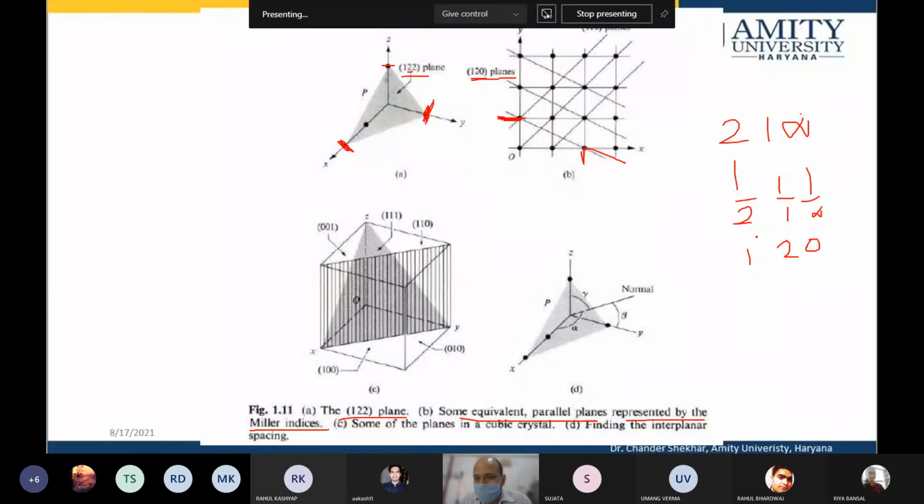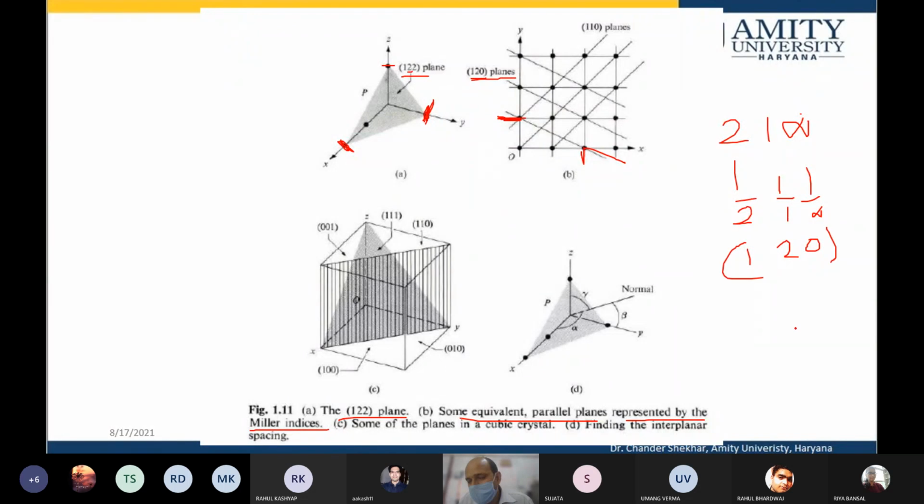Okay, so this is how the Miller indices corresponding to the planes are.